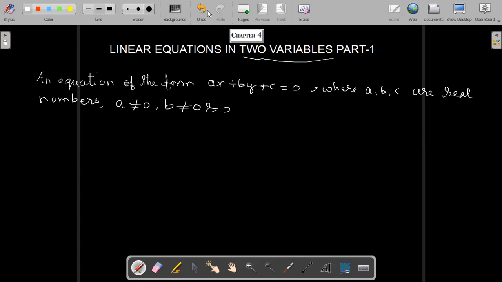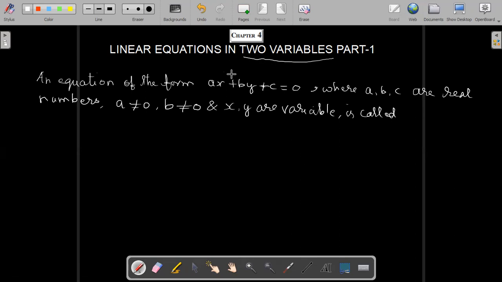And x and y are variables. You know that x and y are variables. So we studied one-variable equations in the previous class. Now we are starting linear equations in two variables. So why is it called a linear equation?